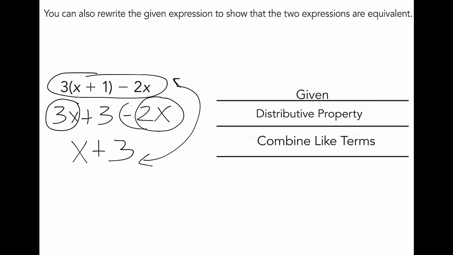So we've taken a look at 3 different ways to check to see if two algebraic expressions are equivalent. Substituting values for the variable and creating a table. We also looked at graphing. And finally, we looked at using our mathematical properties to rewrite expressions to see if they are equivalent.